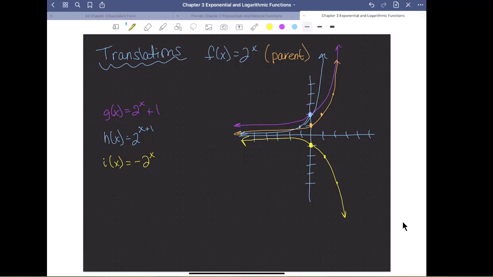So those are three, if not four, transformations of the parent graph. If you have your plus or minus and it's not part of the x, that's going to be a vertical shift. If this was, say, a minus 3, that whole entire graph would have dropped down 3. This one is with the x, so we know it's going to be a horizontal shift, to the left one. Remember how that formula works? It's actually like an x minus h type thing. And if we have a negative out front, it's going to flip it over the x-axis. Sound good?